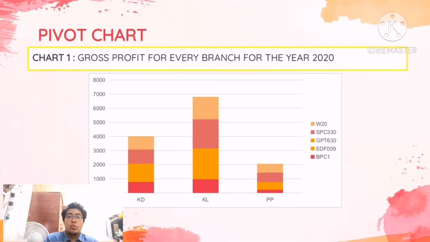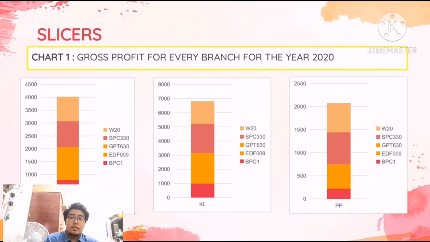Based on the chart below, we can see that the branch in KL achieved the highest sales throughout the year, and the lowest sales is from the branch PP. As you can see in the slicers, KD managed to get 4,040 ringgit and 50 cents for the gross profit in the year 2020. Meanwhile, KL and PP achieved 6,807 ringgit and 75 cents and also 2,069 ringgit respectively.